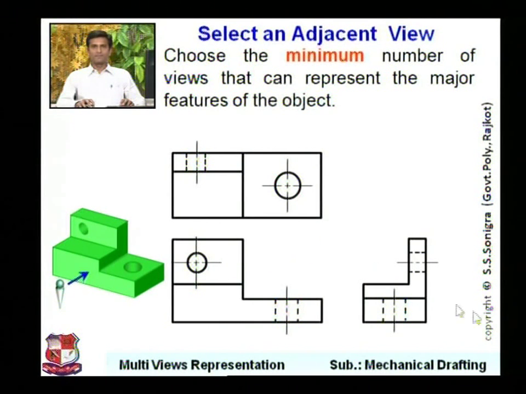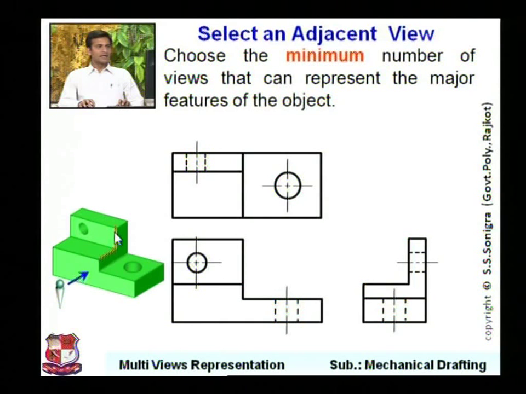Now another case, select an adjacent view. The second rule to select the adjacent view is to choose the minimum number of views that can represent the major features of the object. We should not draw all 6 views for any object if not required. So we should select as few views as possible. For example, in this case, if you look from here, this would be its front view, this is the side view of this object, and this is the top view of this object.